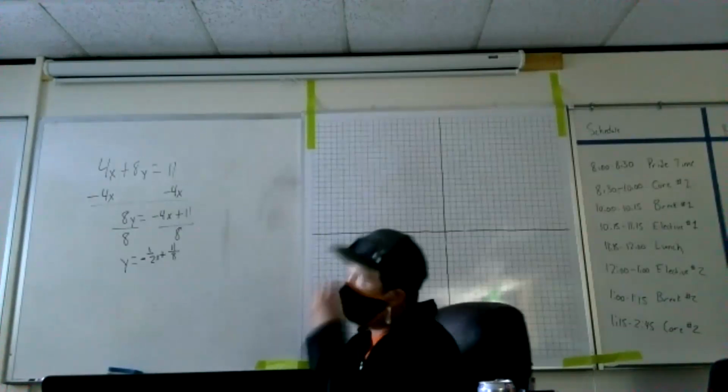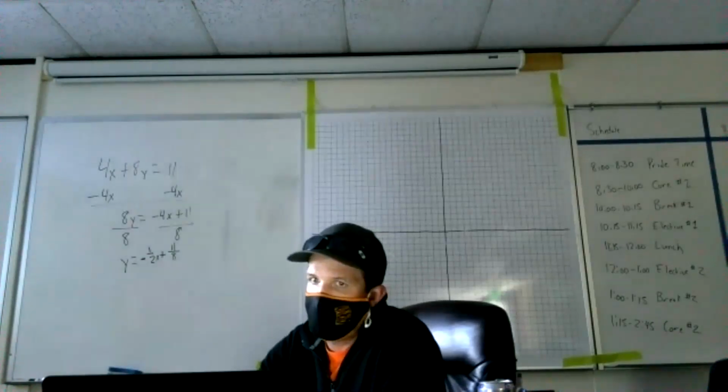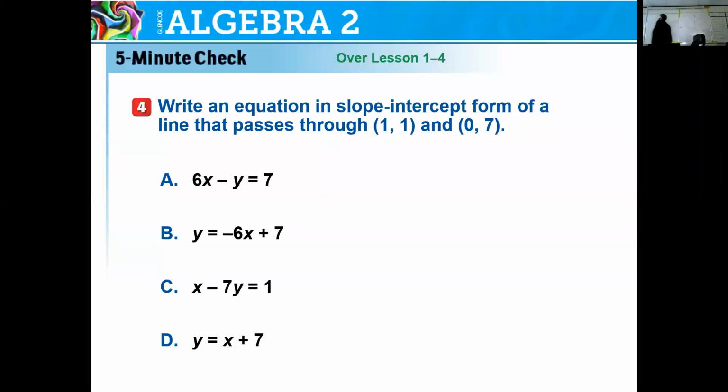Okay, for number 4, it says write an equation. Share my screen again. Write an equation in slope-intercept form of a line that passes through the points 1, 1 and 0, 7. First step that we got to do is we got to run it through the slope formula, and then we can plug it into point slope form.